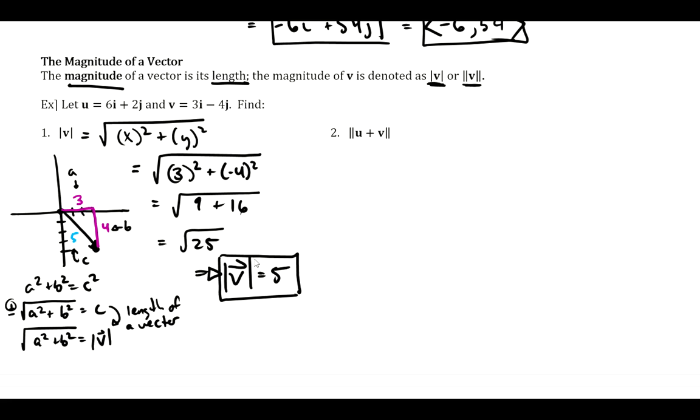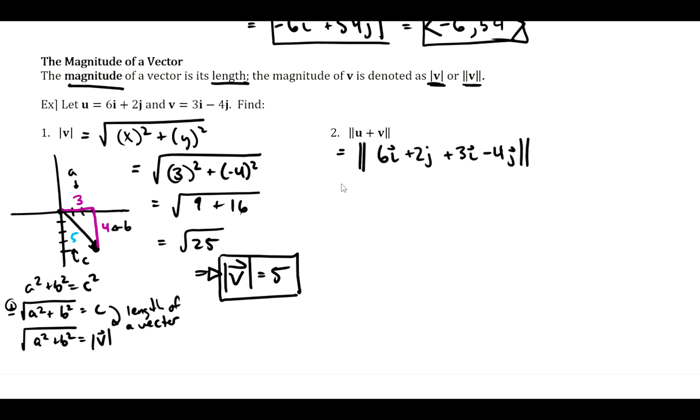All right, so let's see number 2. On number 2, we have the magnitude of u plus v. So that does mean we need to do the order of operations first. And you could sub them in. Here they're doing the double absolute value, but you don't need to do the double absolute value. I am just going to sub in 6i plus 2j, and then plus v is 3i minus 4j. In double absolute value, there we are.